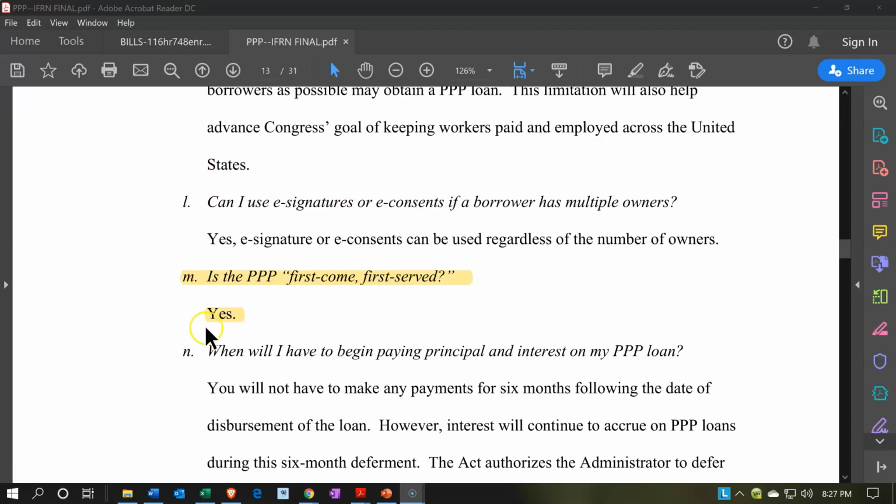And just note, is the PPP first come, first serve? Yes. So there's a limited amount out there. So there's probably going to be a bit of a scramble as they first kind of get this thing going. So you probably want to be prepared and process all this stuff.